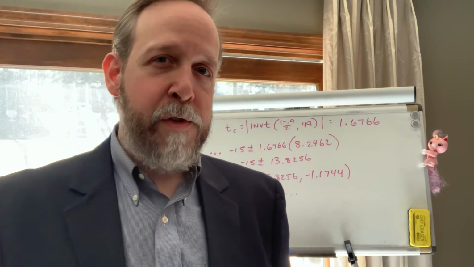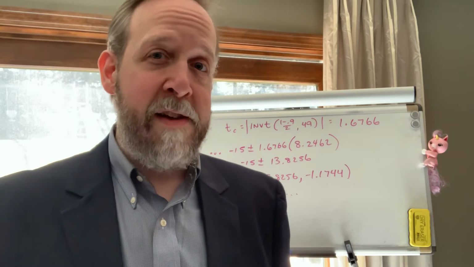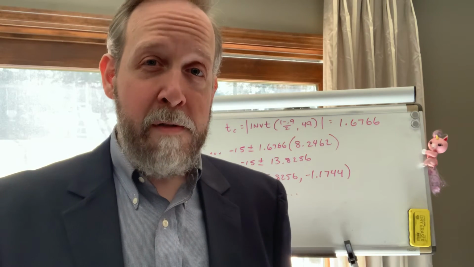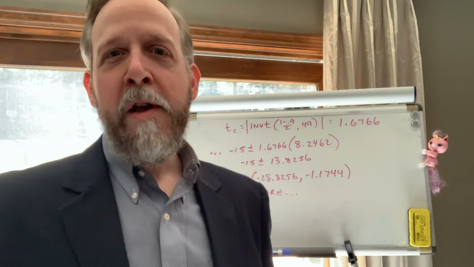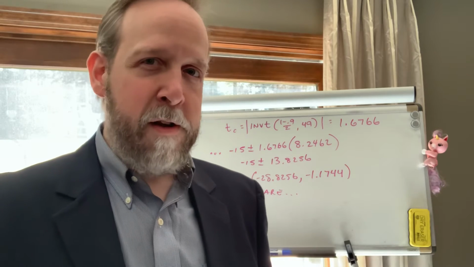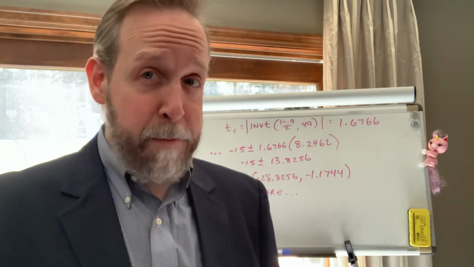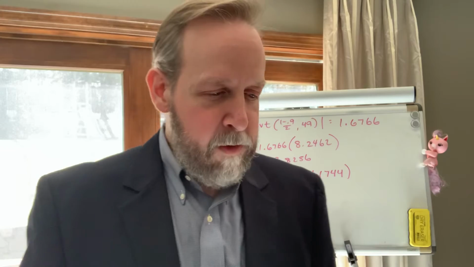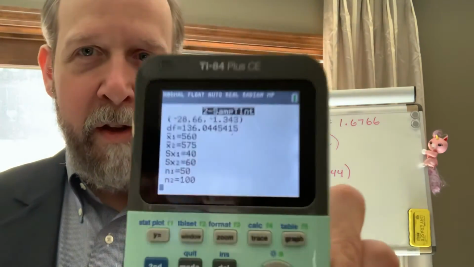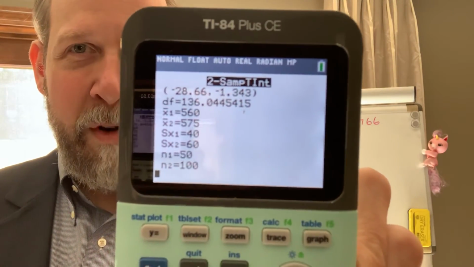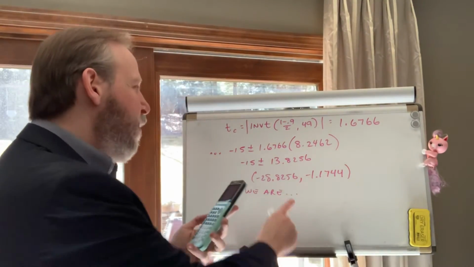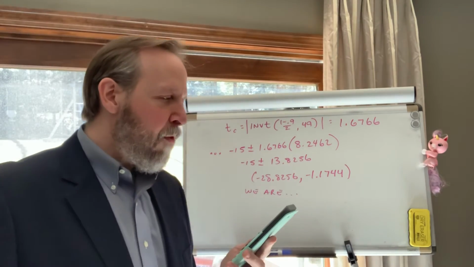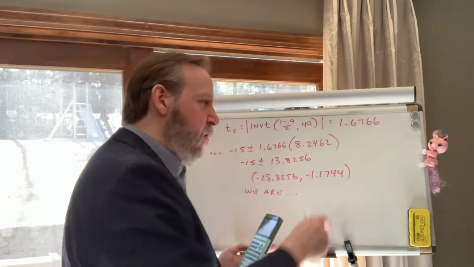Pooling is only ever done if the variances of the two populations are known to be identical. How often is that going to happen? Never. Don't pool. It was a remnant of an operation we had performed in the past prior to newer technologies. Do not pool. We calculate and we find a value, in this case, of this. What does that say? Well, negative 28.66, which is pretty close to what I had, to negative 1.343, which is pretty close to what I had.